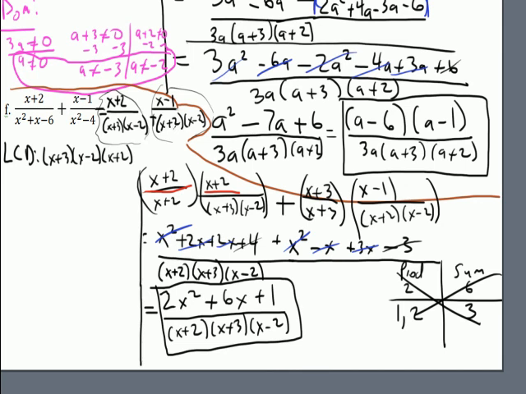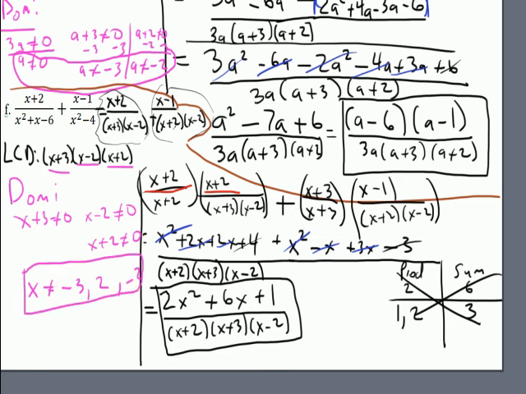Gotta do the domain. My domain again is based on the LCD. So I'm finding out where each of those three terms can't be 0. x plus 3 can't equal 0. x minus 2 can't equal 0. x plus 2 can't equal 0. And work this out yourself, but you should see that this is where x is not equal to negative 3, 2, or negative 2. That's my domain. I've got my simplified form here, and that's F.